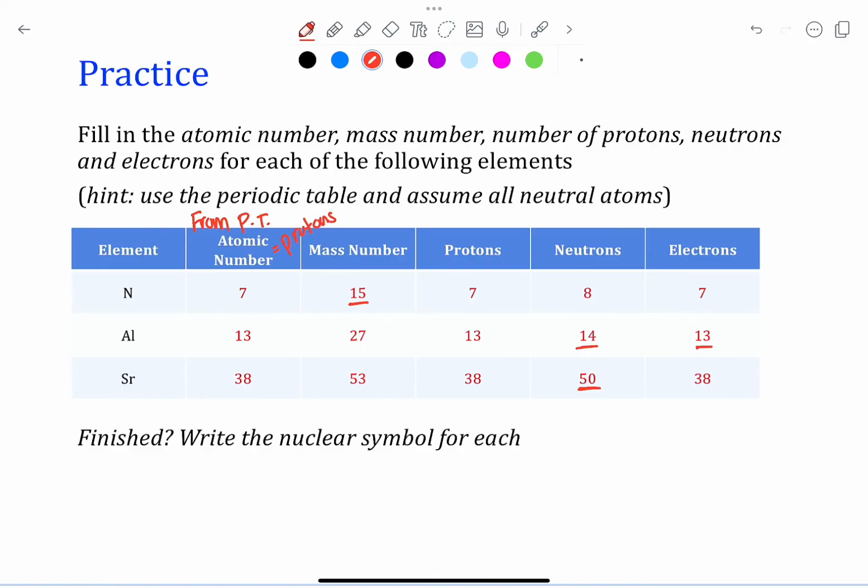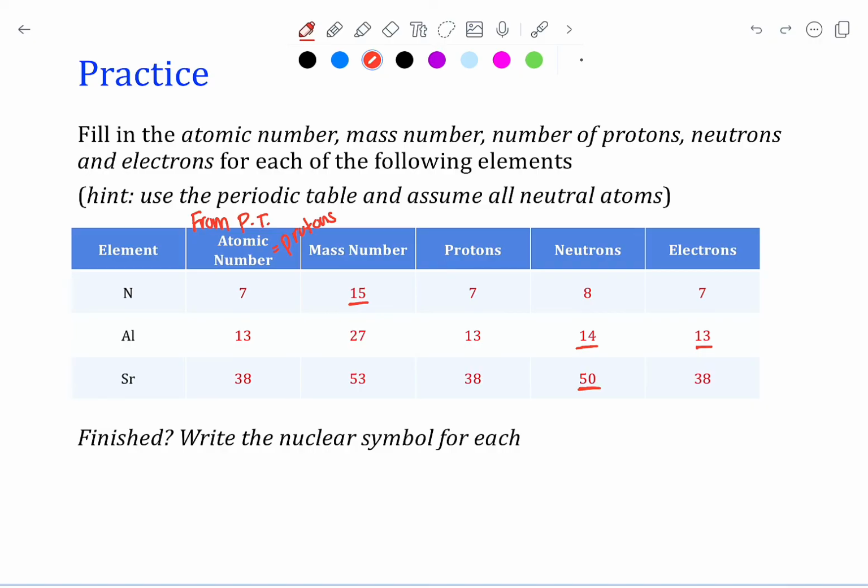Okay, so nitrogen is element number 7, so it has an atomic number of 7. Aluminum has an atomic number of 13 because it is element number 13 on the periodic table. And strontium has an atomic number of 38 because it is element number 38 on the periodic table.